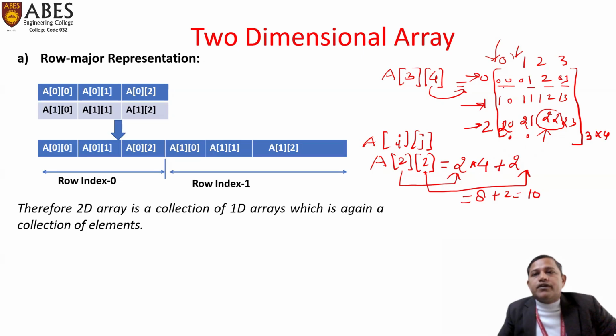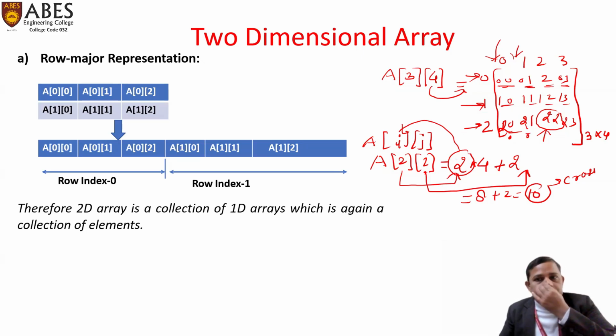Now calculate: 1, 2, 3, 4 elements, 5, 6, 7, 8 elements, 9 and 10th. It means you have to cross 10 elements, then you will reach the element 2, 2. What is the meaning of this? Here 2 represents the array. The number of arrays you have to cross is 0, 1, 2. Basically, this is the index.